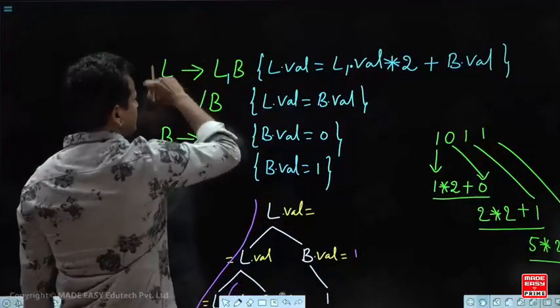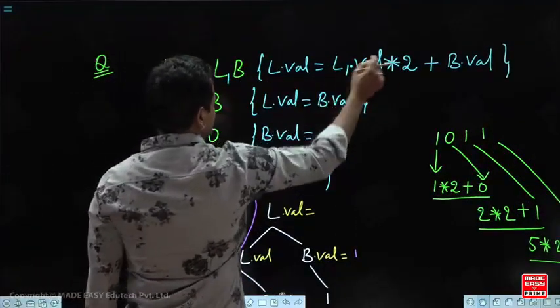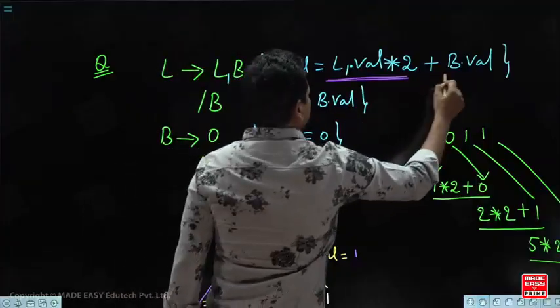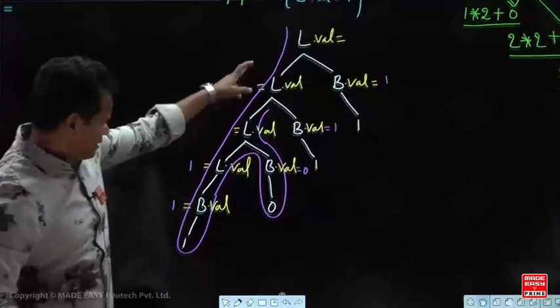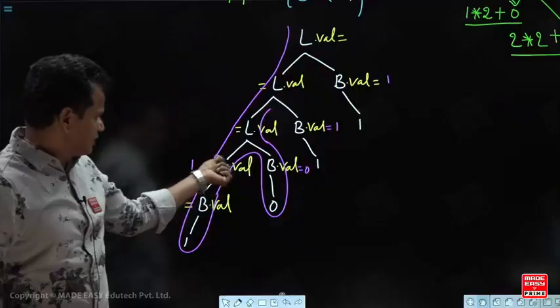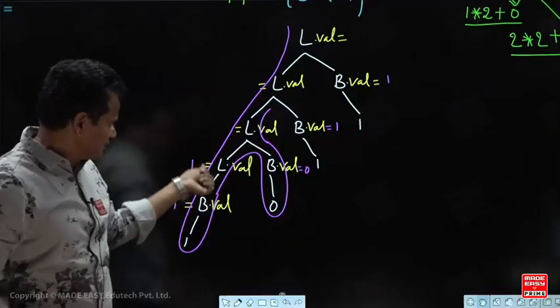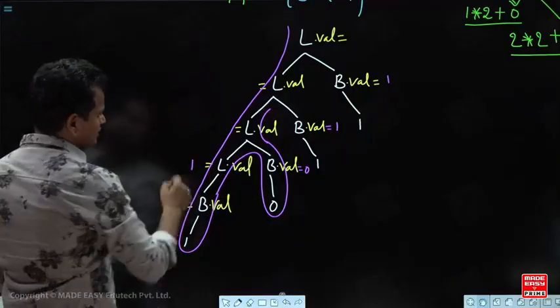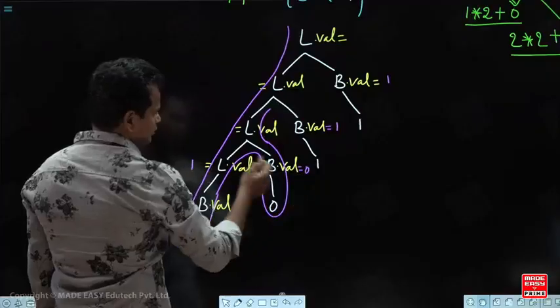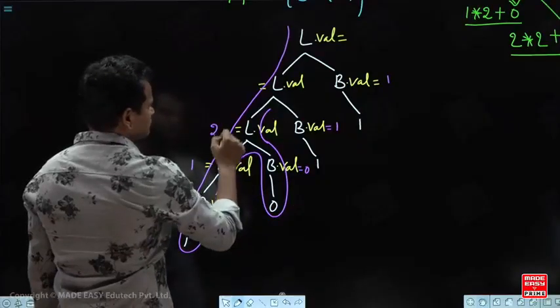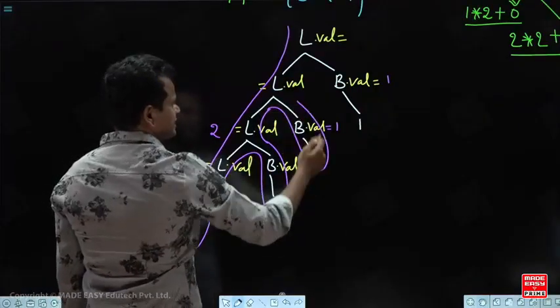L.value, the parent value, equals L1.value into 2 plus B.value. Are you following? L → LB is reduced to L. L1.value is 1, so 1 into 2 plus B.value, which is 1 into 2 plus 0. That is 2. Now B derives 1.